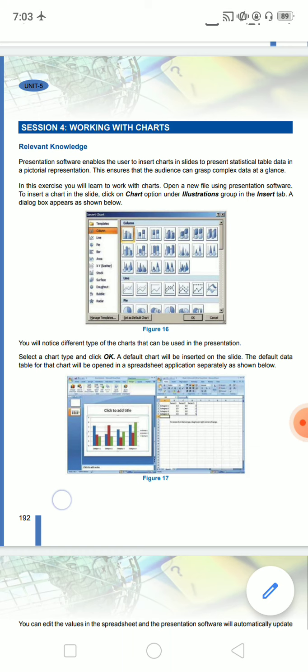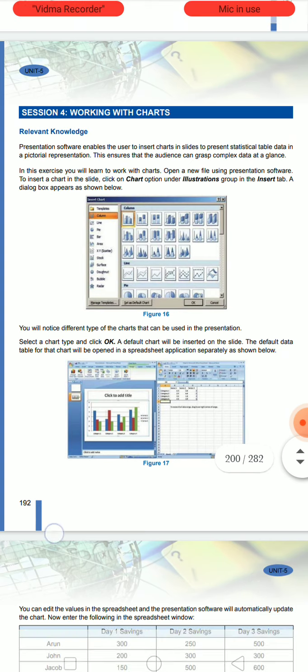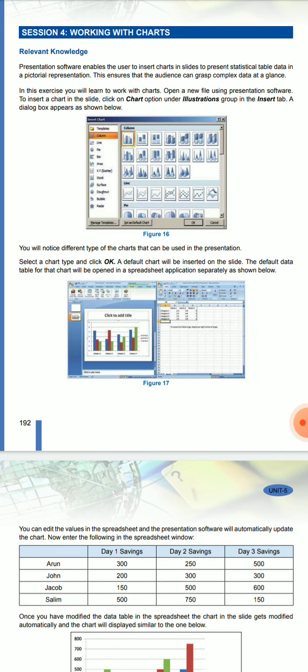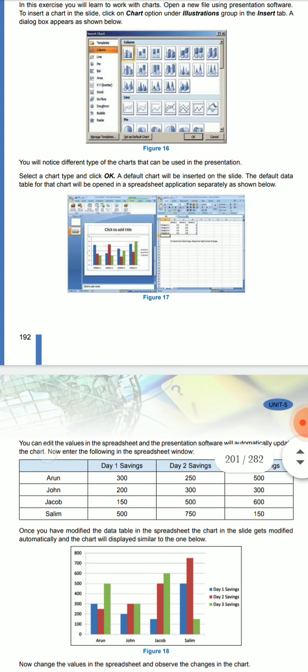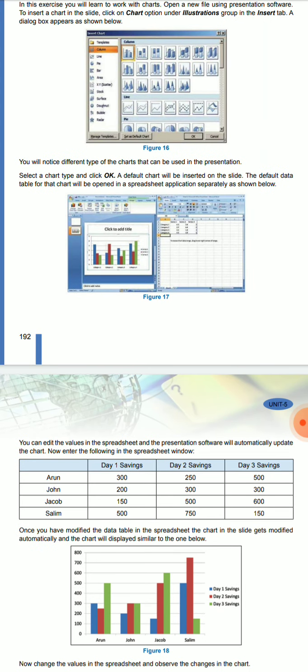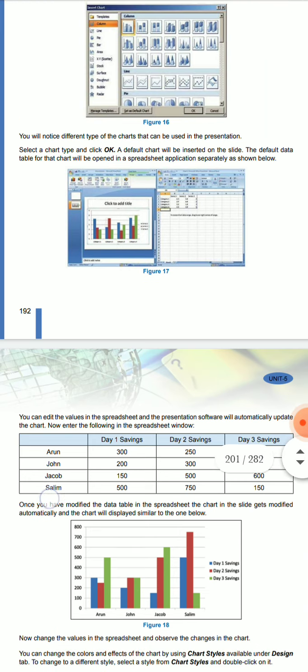Open a new file using presentation software to insert a chart in the slide. Click on the chart option under the illustrations group in the insert tab, and a dialog box appears as shown below. You will notice different types of charts that can be used in the presentation. Select a chart type and click OK. A default chart will be inserted on the slide, and the default data table for that chart can be opened in a spreadsheet application separately as shown below.